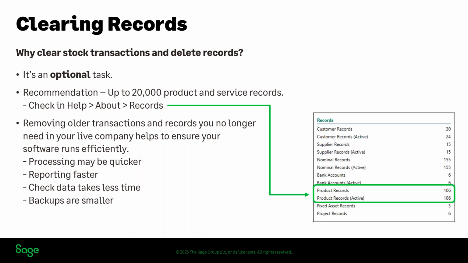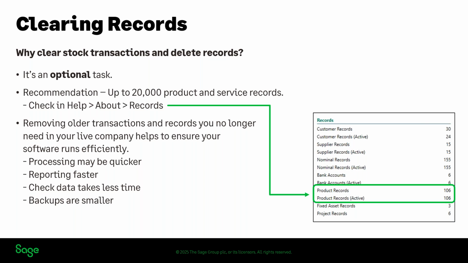So if you can remove your older transactions, which in turn means that you can then remove records as well that maybe you no longer need in your live company, you can obviously pick and choose which ones. It just helps to ensure that your software is going to run that bit more efficiently. So I've got a few examples there. Just in general, processing may be quicker. So when you're entering an invoice and you're looking for a particular product, the less you have, it should be that bit quicker just to select it. When you run reports, the less information you have, the quicker it's going to be to generate the report.